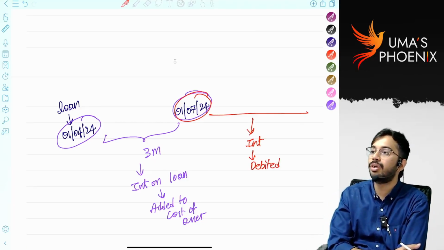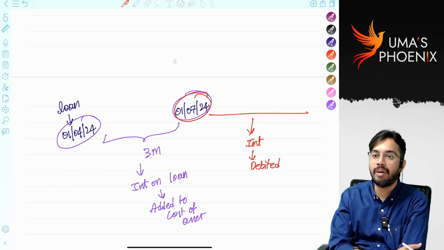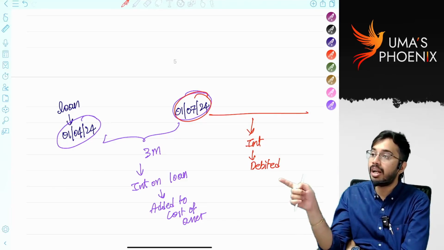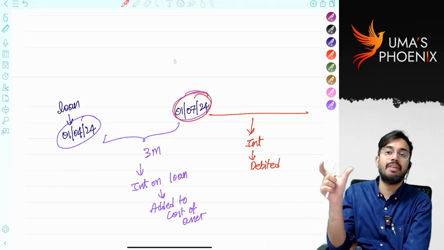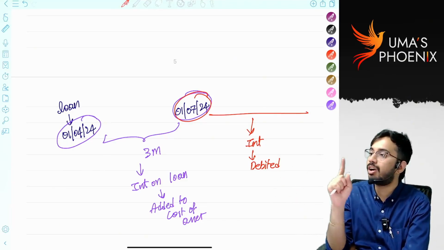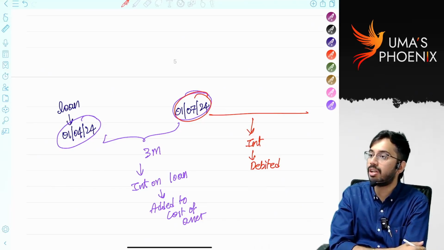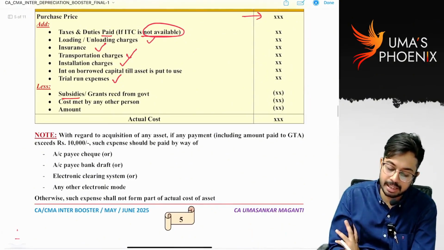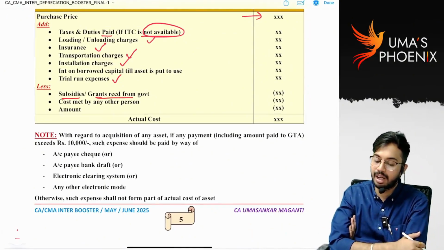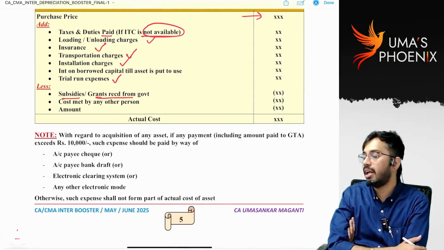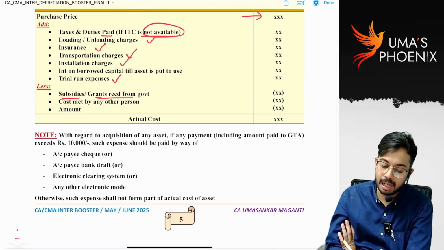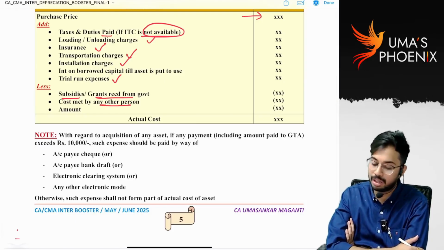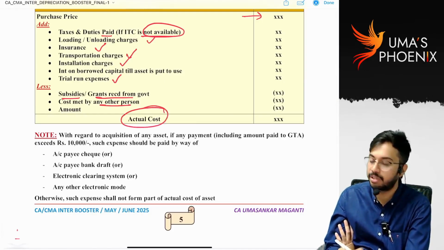Is it clear? So interest on loan taken for purchase of asset from date of taking loan up to the date asset is put to use, whatever the interest cost is there, that interest cost will also be added to the cost of the asset. Next, if any subsidy or grant is received from government, that we will reduce. And if any cost is met by any other person, that also we will reduce from the actual cost. Thereby you will arrive at actual cost.